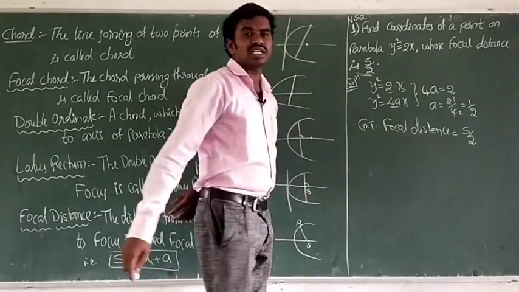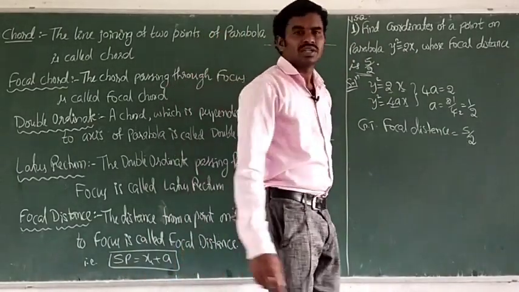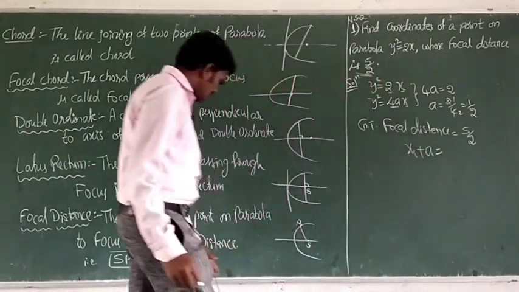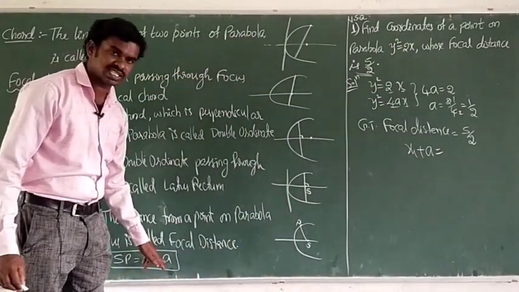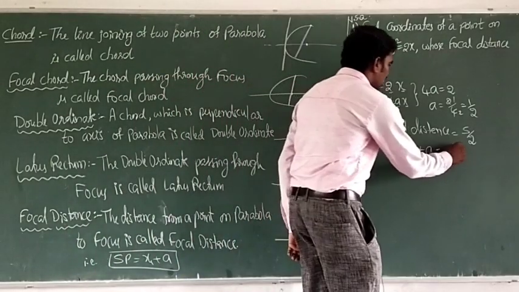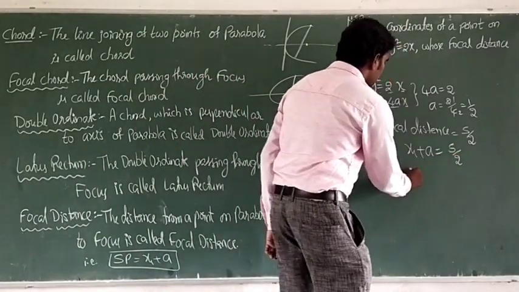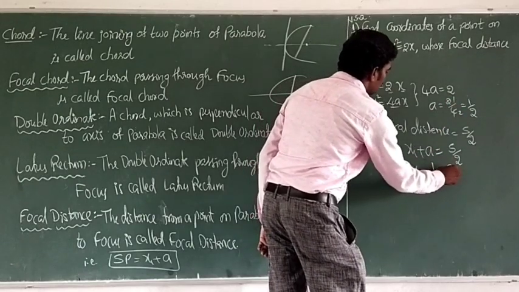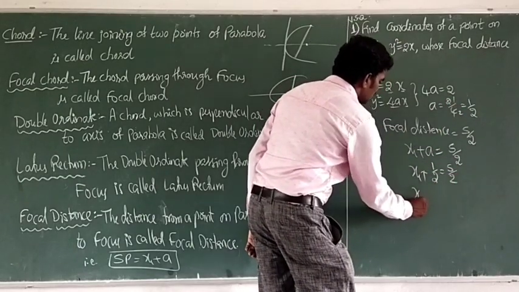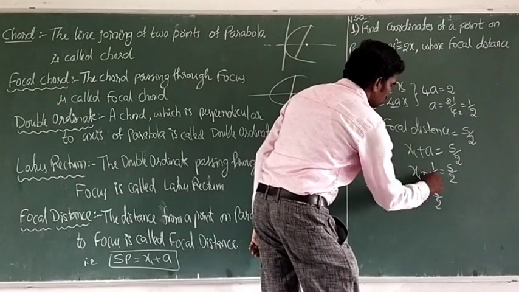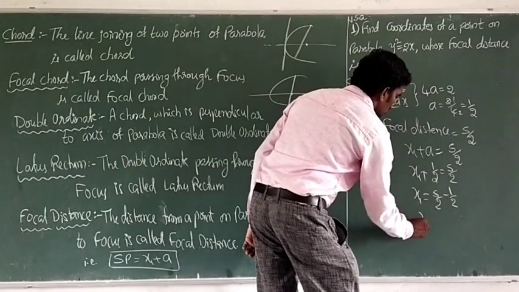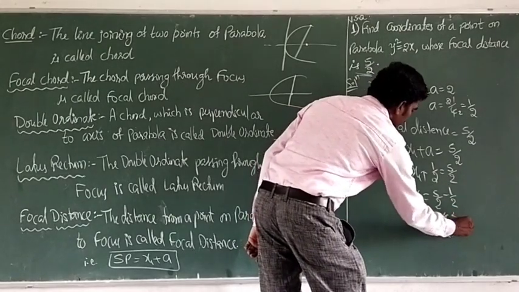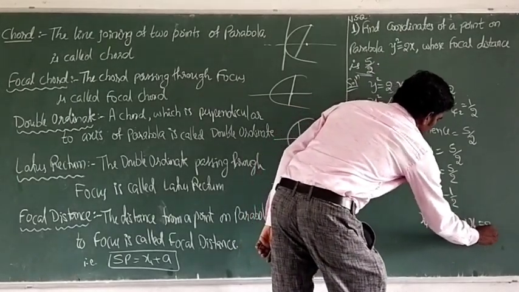What is the focal distance formula? The focal distance formula is x1 plus a, as we just saw. So x1 plus a equals 5 by 2. We know the a value is 1 by 2. So x1 equals 5 by 2 minus 1 by 2. Taking the LCM 2, 5 minus 1 is 4, so 4 by 2 is 2. So the x1 value is 2.